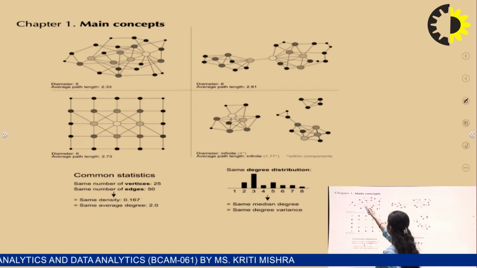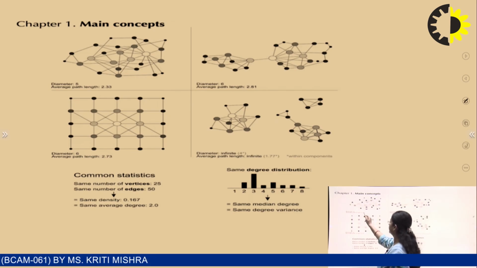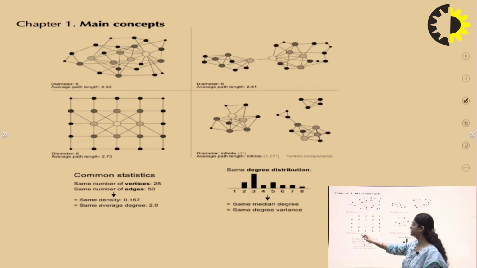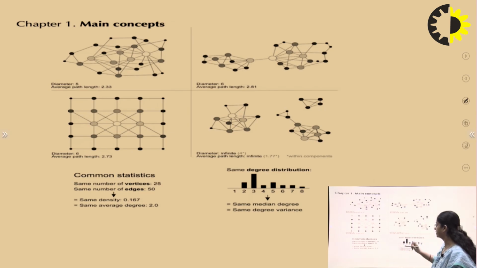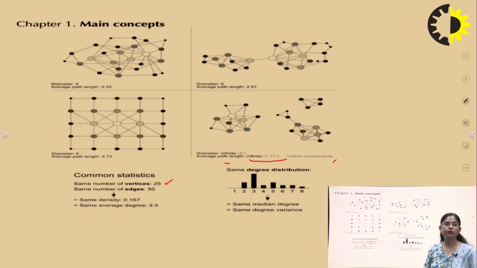You can see how the black, gray, and white dots are connected to each other. Here the diameter is 5 and the average path length is 2.23. Here the diameter is 6 and the average path length is 2.81. Here the diameter is 6 and the average path length is 2.73. Here the diameter is infinite, with a star, and the average path length is infinite, 1.77 star within components. The common statistics are the same number of vertices, that is 25, and the same number of edges, that is 50, with a density of 0.167 and the same average degree of 2.0.